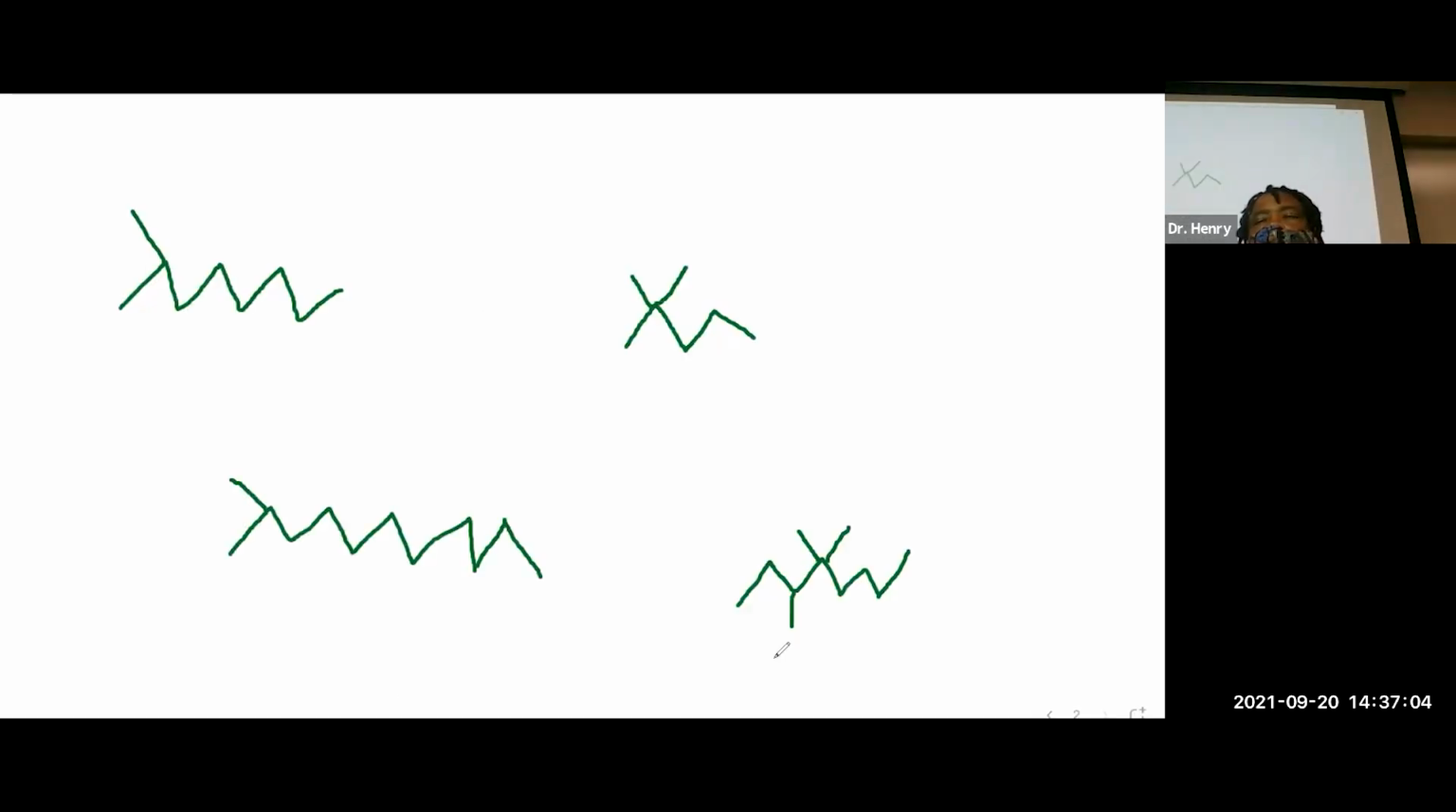Okay, so always find the longest chain, okay? And if you guys can tell me if there are any isos in here, since we've talked about iso, then point those out as well too. So give me the common nomenclature and the systematic nomenclature, IUPAC.